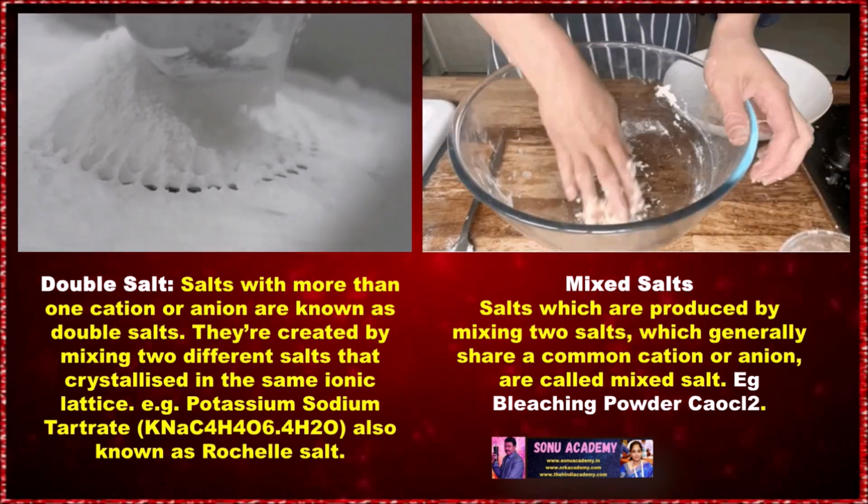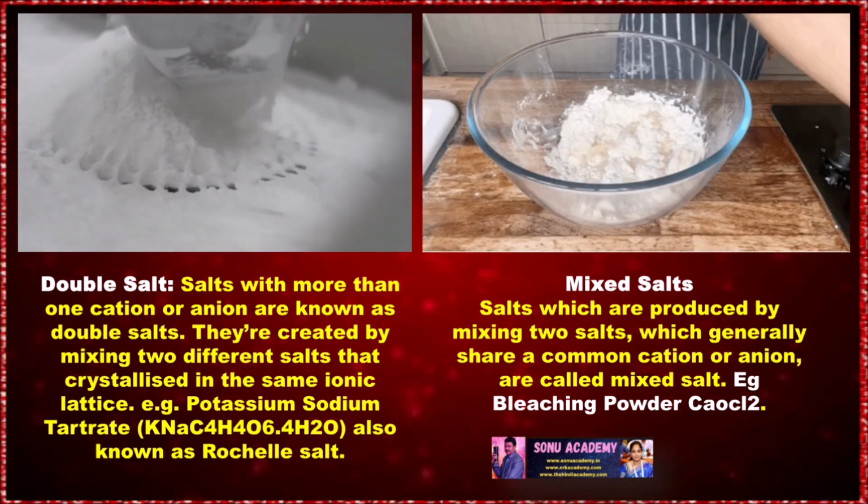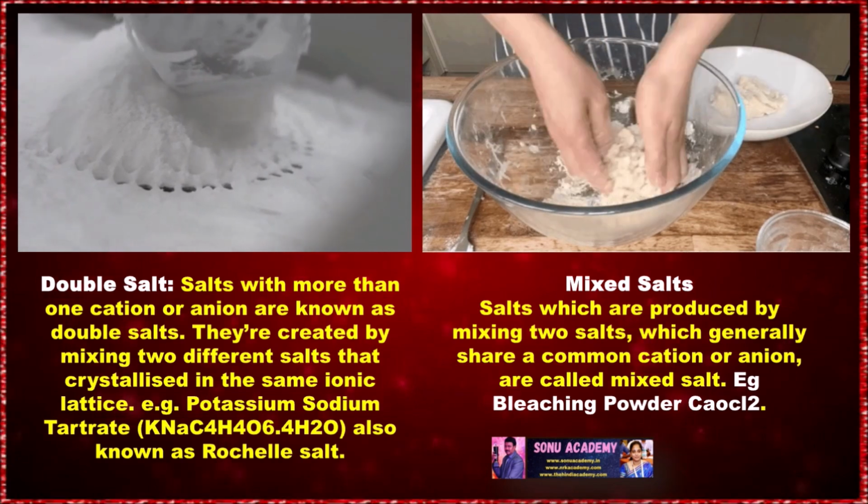Mixed salts. Salts which are produced by mixing two salts that generally share a common cation or anion are mixed salts. Example, bleaching powder.